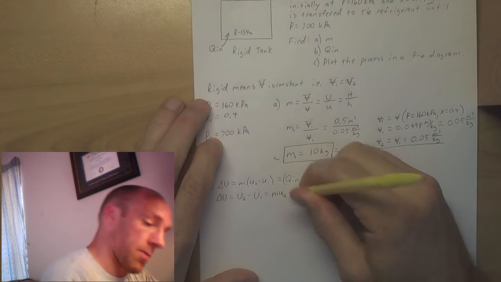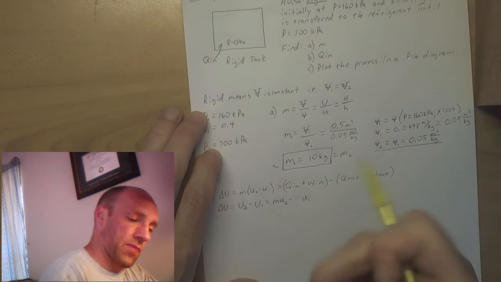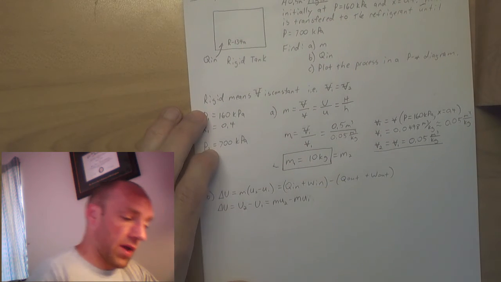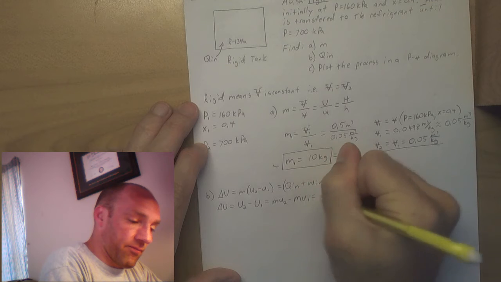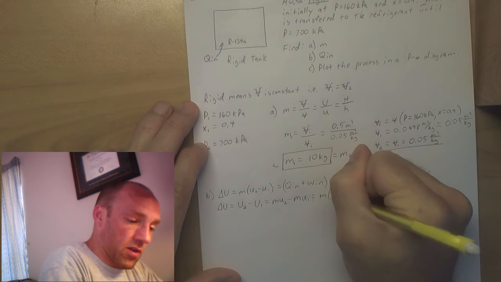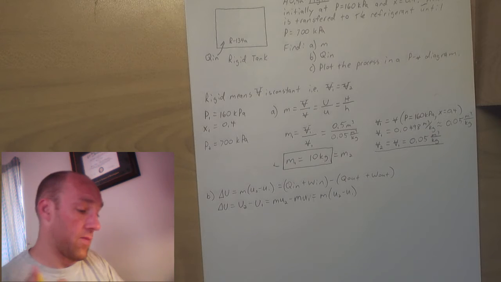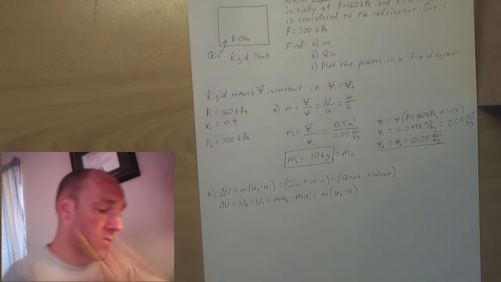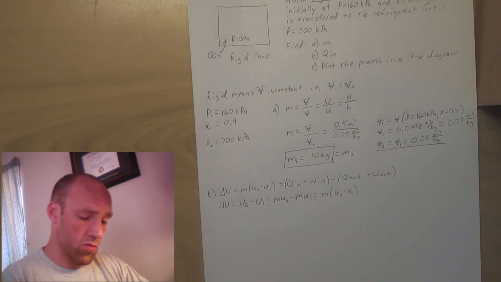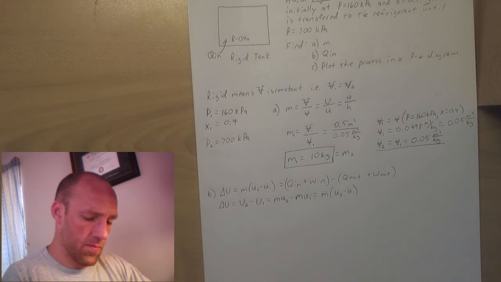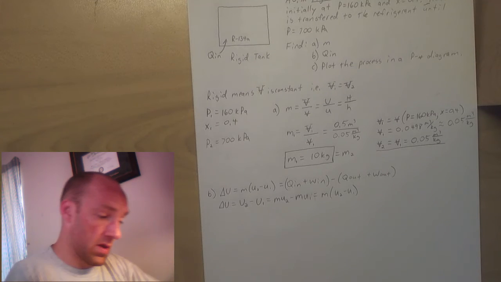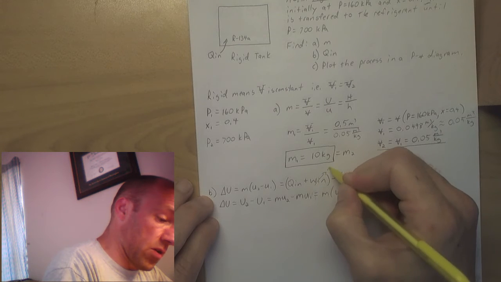Here, let me get rid of that. Okay, and then factor out the mass, and you just get U2 minus U1. All right, so I beat that horse to death, I think. So in this particular problem, we have no work interactions at all. So these are necessarily going to be 0.